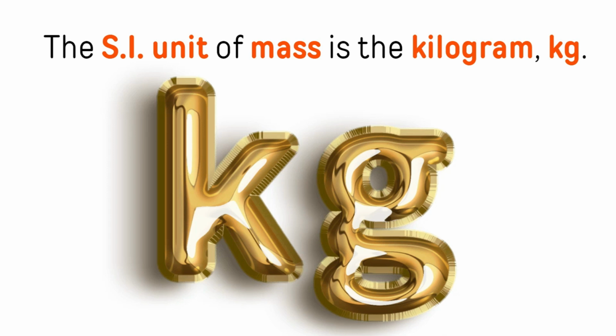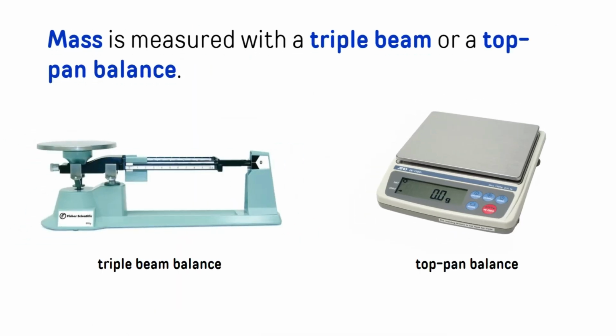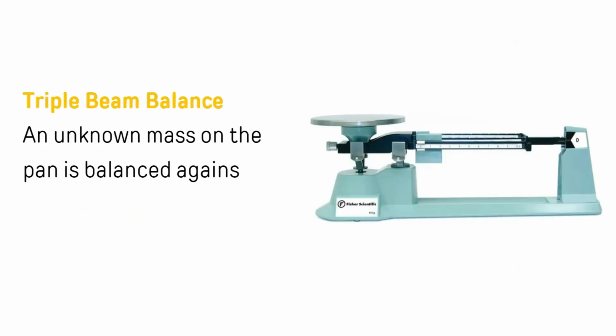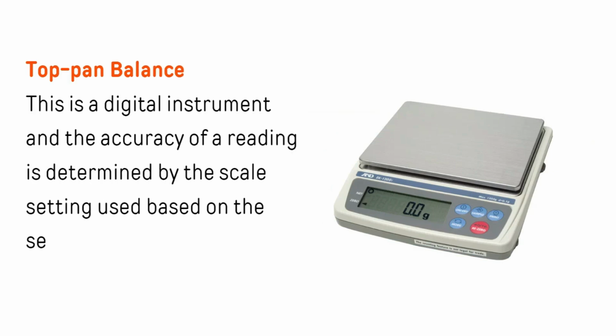The SI unit of mass is the kilogram. Mass is measured with a triple beam balance or top pan balance. When using a triple beam balance, an unknown mass is placed on the pan and is balanced against known masses on the lever. A top pan balance is a digital instrument, and the accuracy of a reading is determined by the scale setting used based on the sensitivity of the balance.